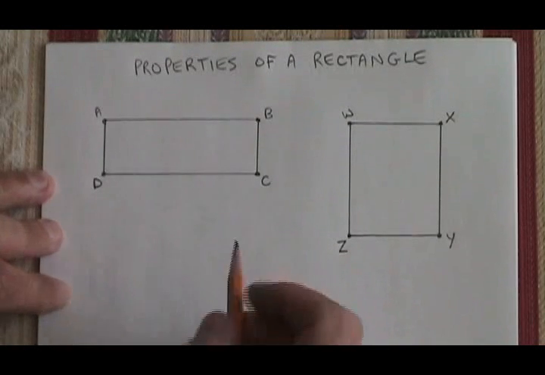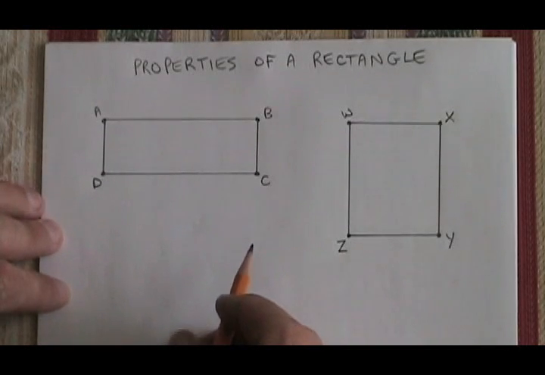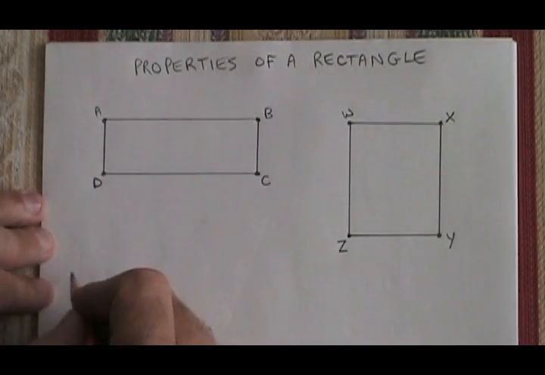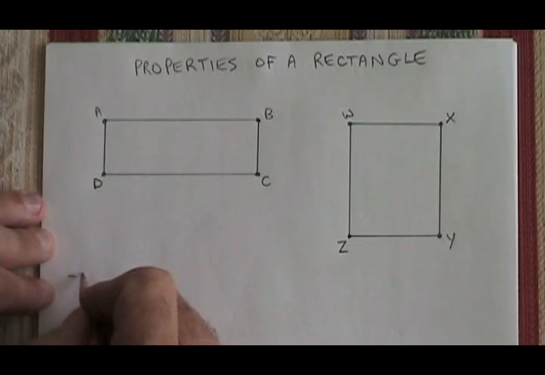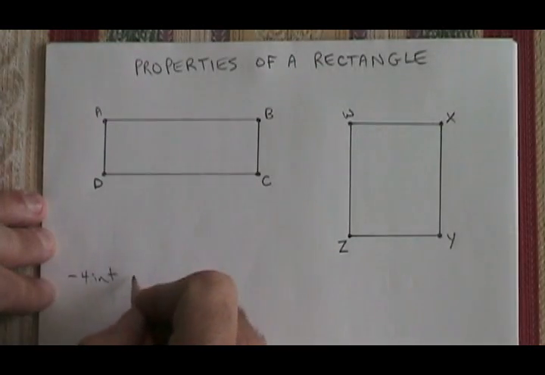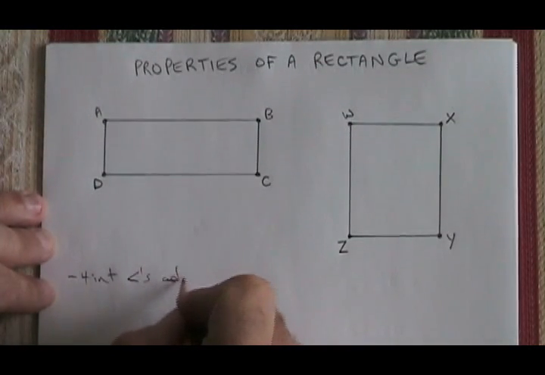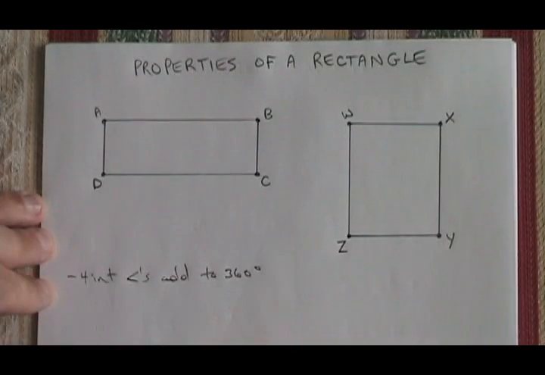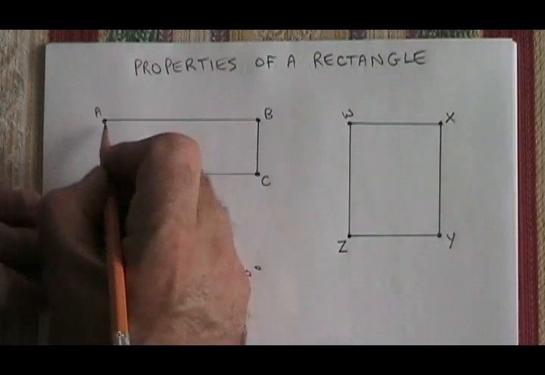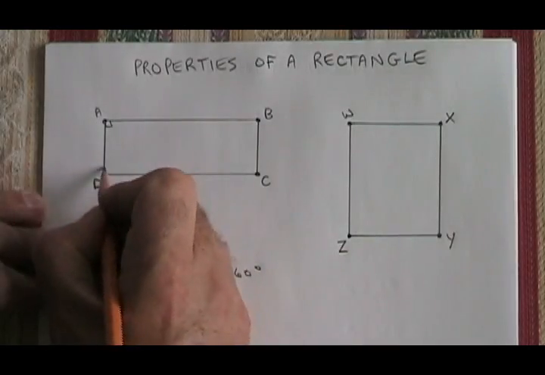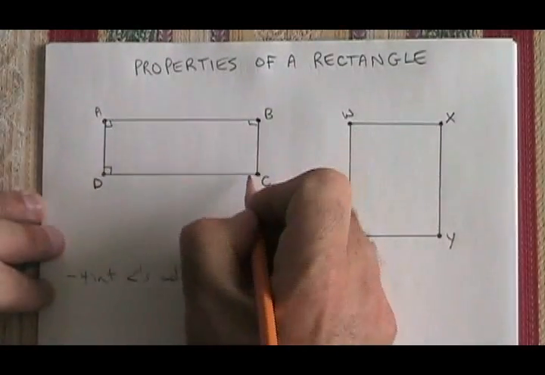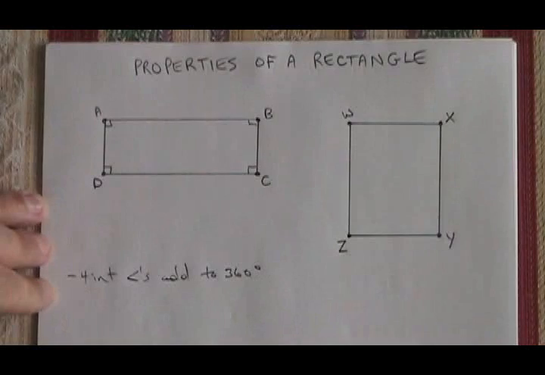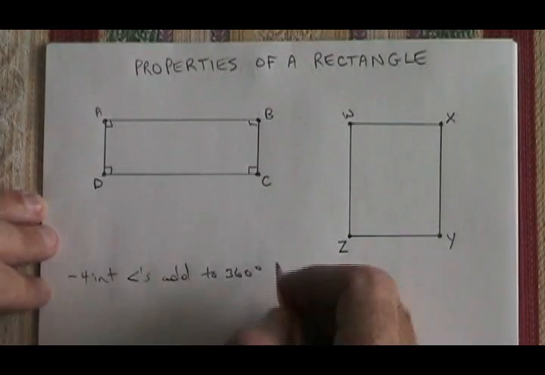The properties of a rectangle are, first of all, a rectangle is a quadrilateral, therefore its four interior angles add up to 360 degrees. In this case though, because it is a rectangle, the four interior angles all have to be exactly 90 degrees. Of course, the four 90-degree angles will add up to 360 degrees.